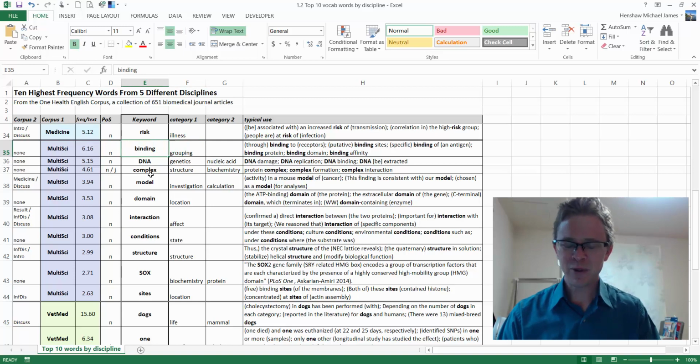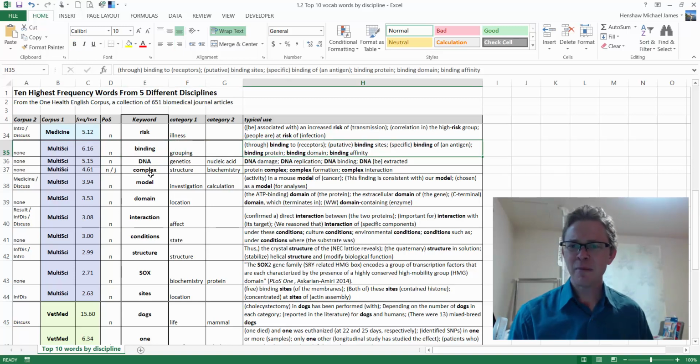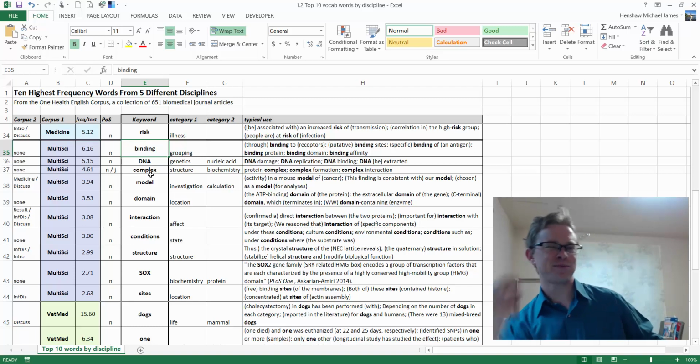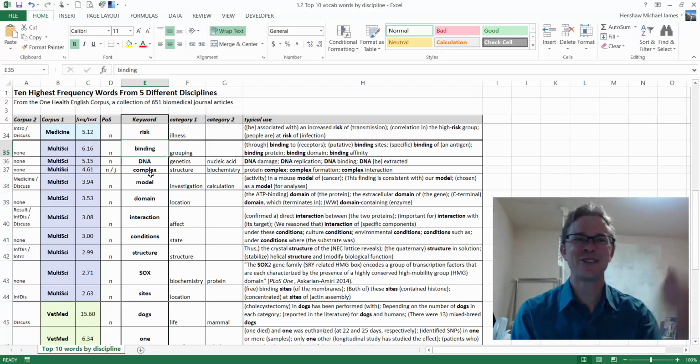You guys use it as binding to receptors, binding sites, binding protein, binding domain. Can somebody explain that one to me? I have a specific request for someone as their class assignment to discuss the word binding, the most highly frequent word in multidisciplinary life sciences. What does this mean? Are we talking about proteins and receptors? Please help. That's what I mean.